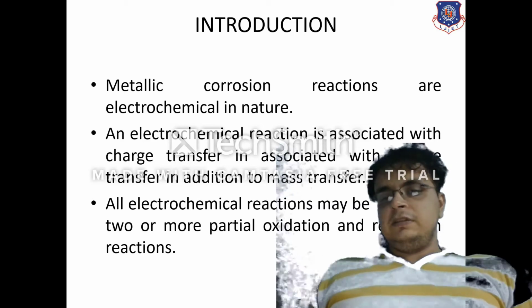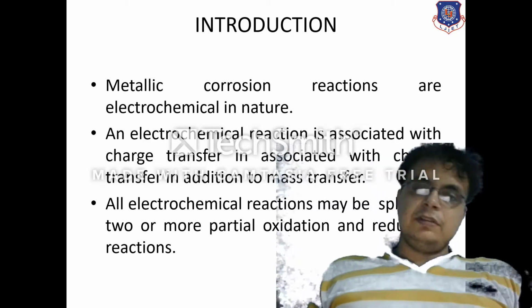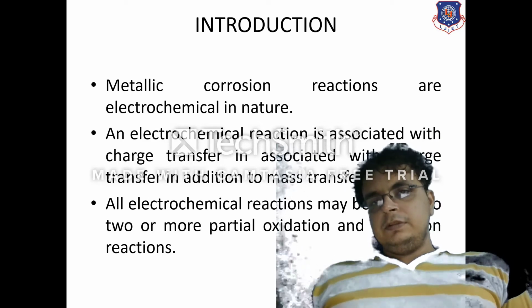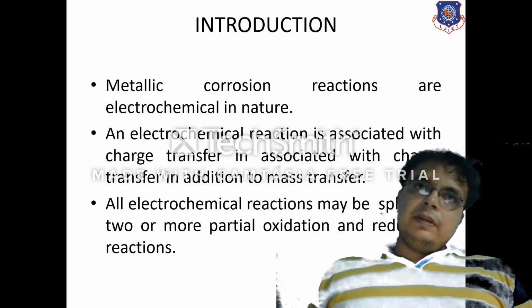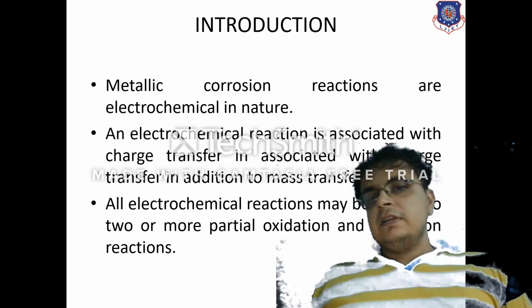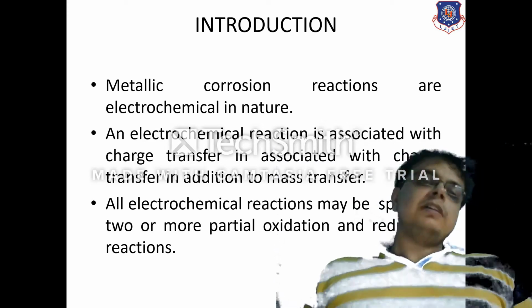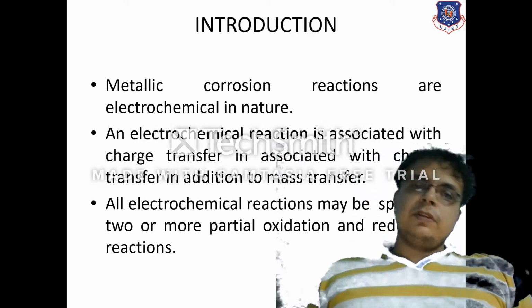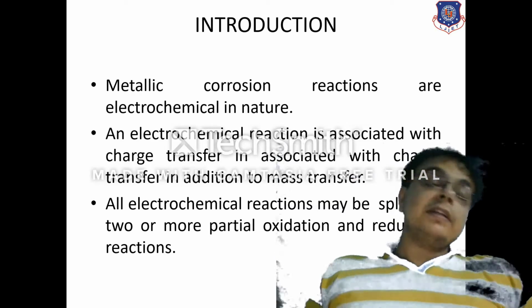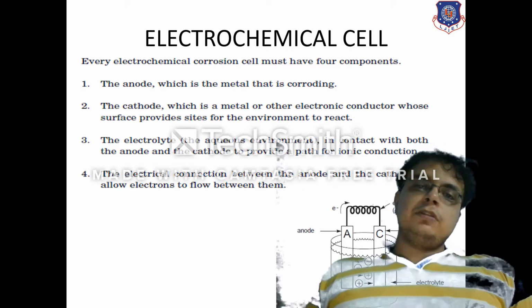An electrochemical reaction may be split into two or more partial oxidation and reduction reactions. When an electrochemical reaction is formed and oxidation is taking place, we can say that metallic corrosion has occurred, and ultimately the transfer of ions, the transfer of metal and material will take place. Now next is the electrochemical cell.